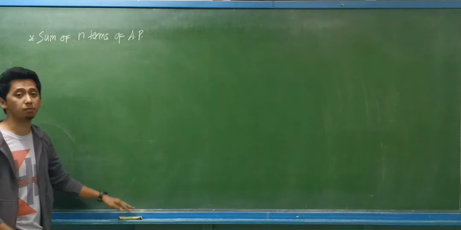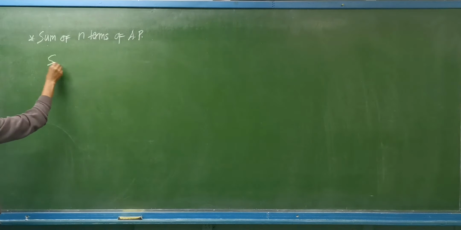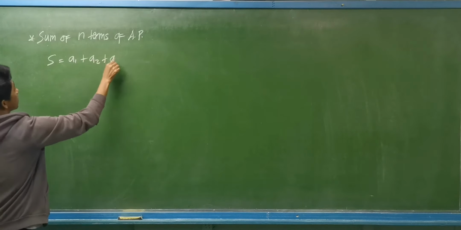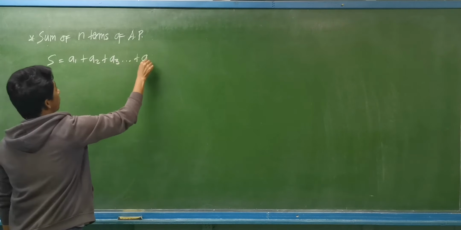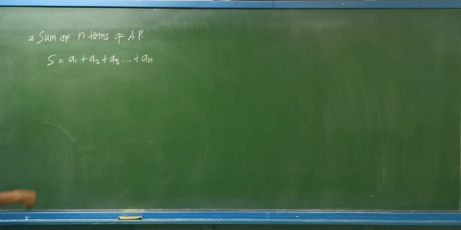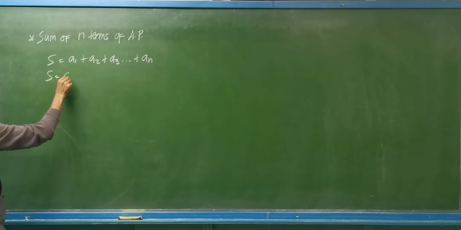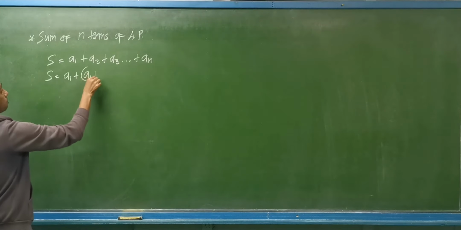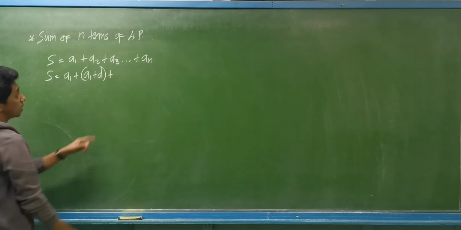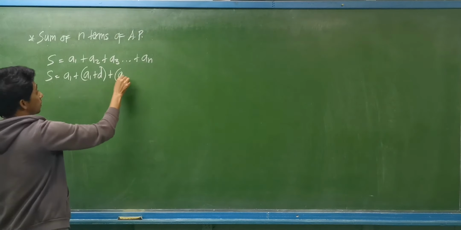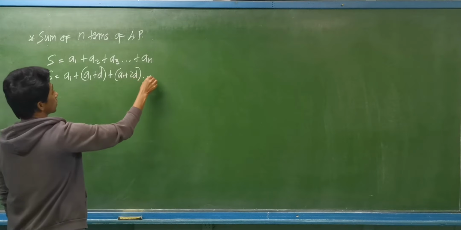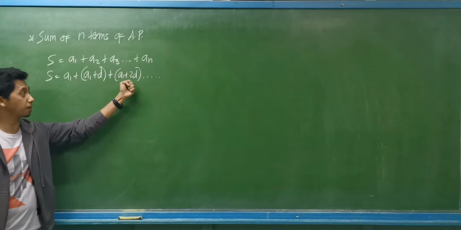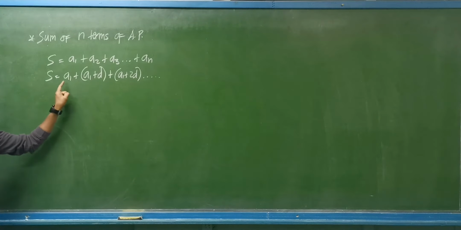How do we compute for the sum of the terms? Basically, the sum is, for example, first term plus the second term plus the third term up to the nth term. If we expand this, the summation is the first term plus the second term, which is the first term plus the common difference, plus the third term, which is the first term plus twice the common difference, and so on. So this is by adding the common difference, starting on the first term.